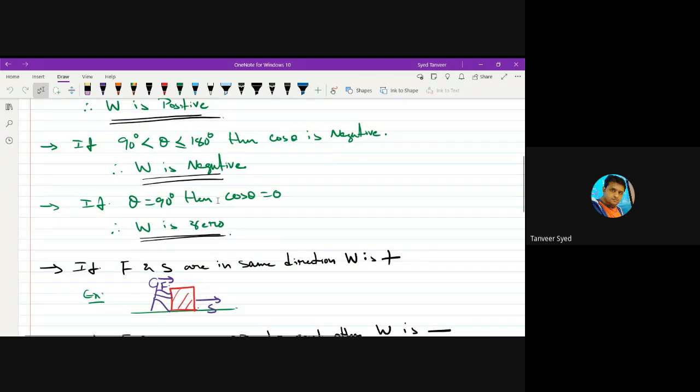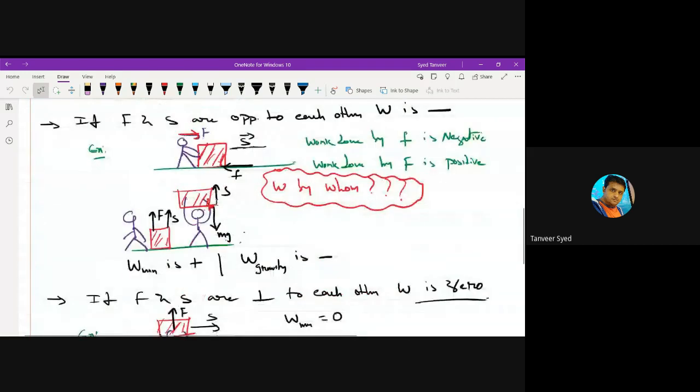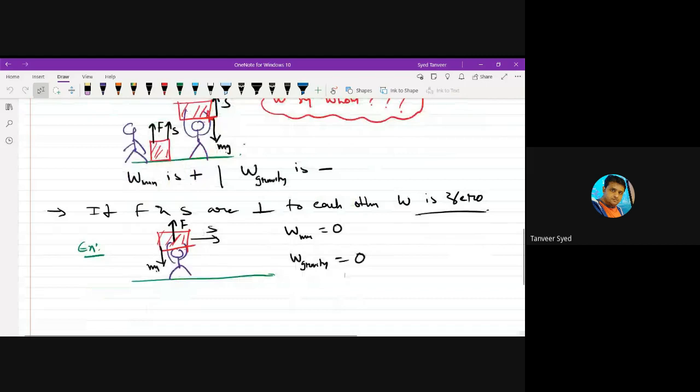Okay, we'll do questions based on this work in the next class. Then we will see how work is related to energy, what are the types of energies, law of conservation of energy, then how work and energy are related to power. We will see these things in the coming classes. We'll continue this in our next class.